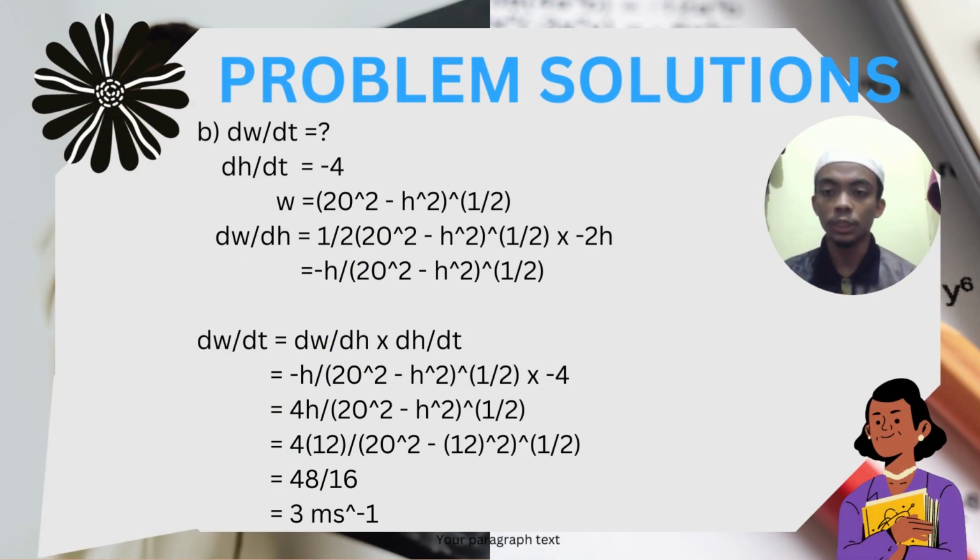For question B, we should do the same steps. For this question we should find the rate of change of w, which is the differentiation of w, also written dw over dt. In step 2 we look for the clue, and the clue for question B is that the differentiation of h is equal to -4.